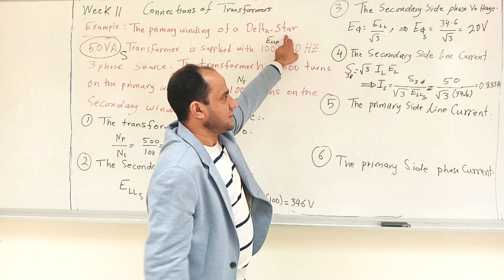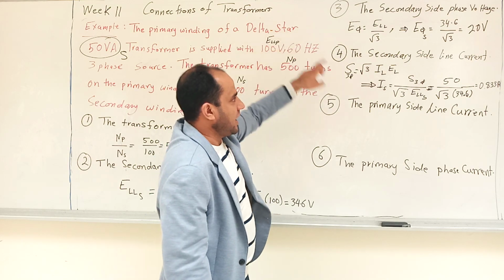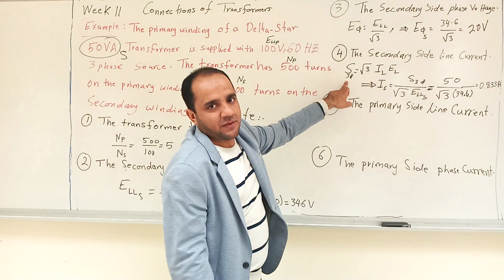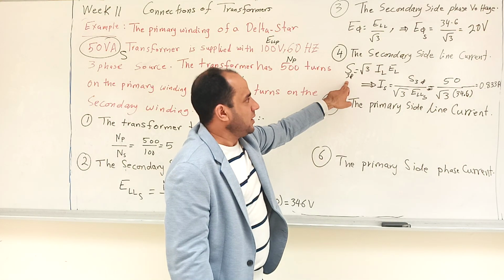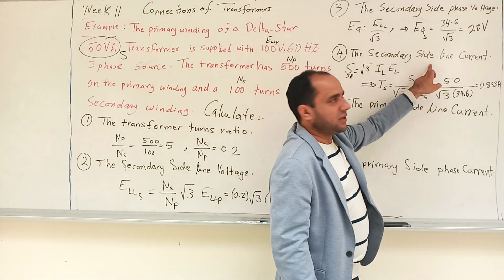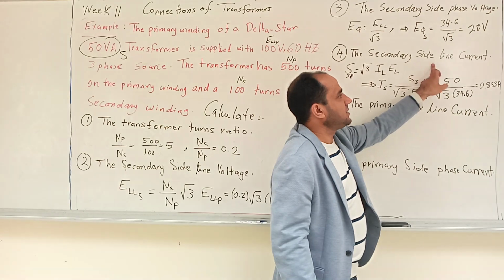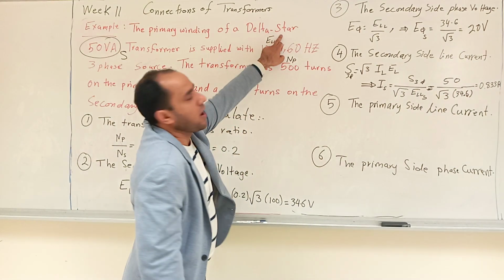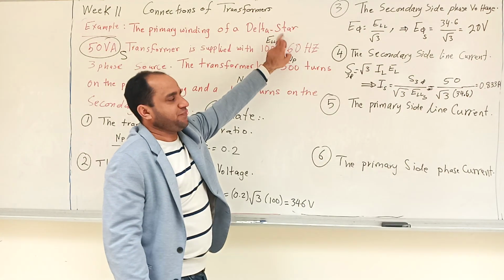Go back to our lectures about three-phase circuits. That's why it's not requested in the question. If I ask you this, you would have to say basically the secondary side phase current is equal to the secondary side line current, because it is a star. It is Y connection here.